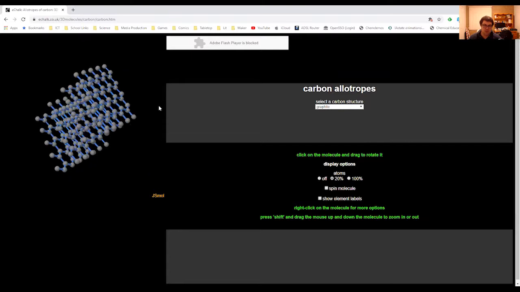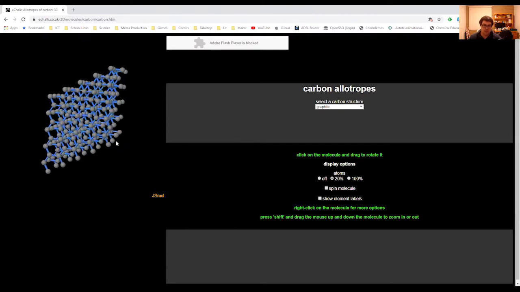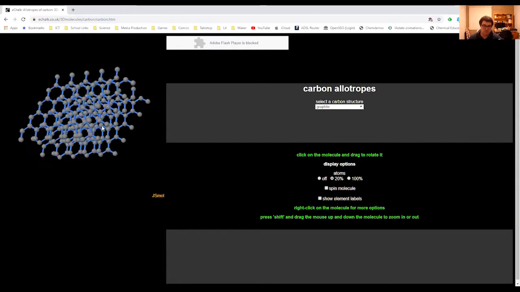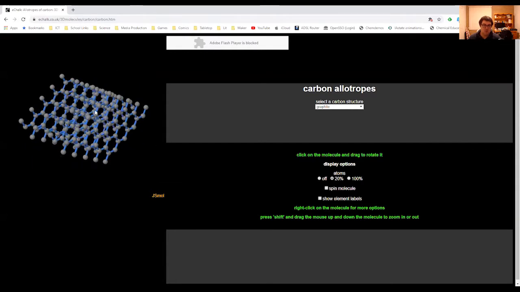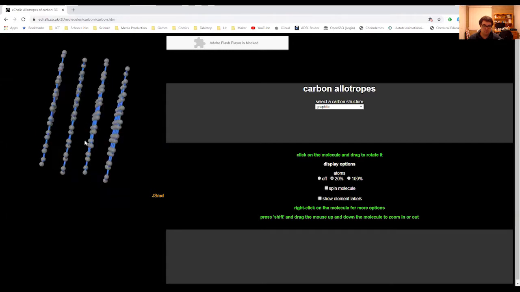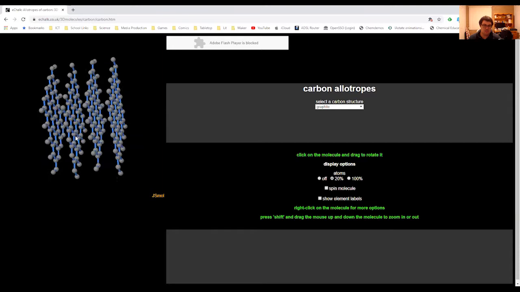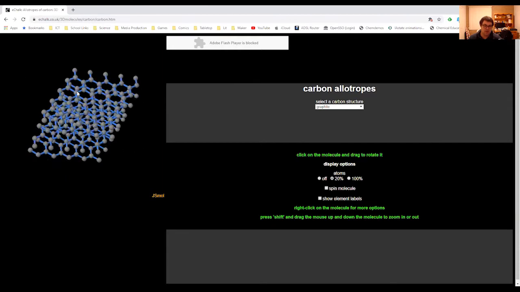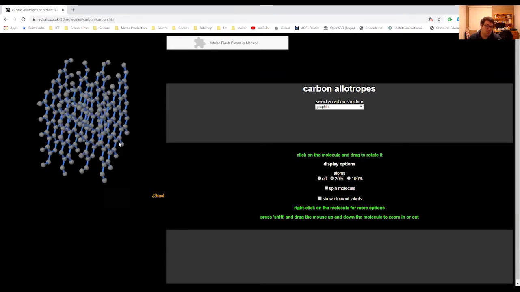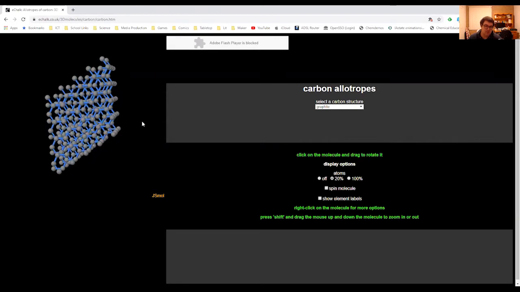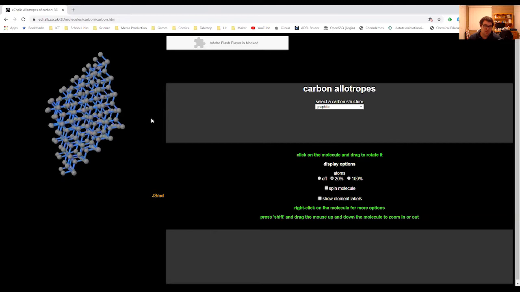Shown here is graphite. What you can see is the classic six-sided ring of carbon, and you can see that the carbon is arranged in sheets. One of the reasons why graphite is actually used by locksmiths is because these sheets of carbon slide over each other really easily.